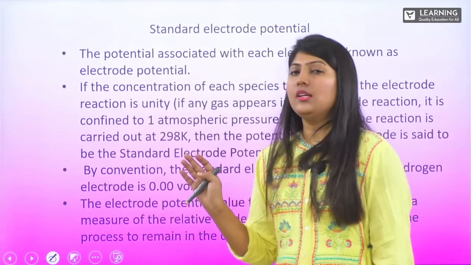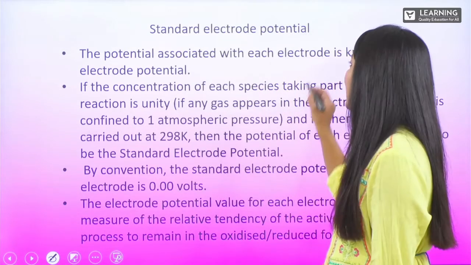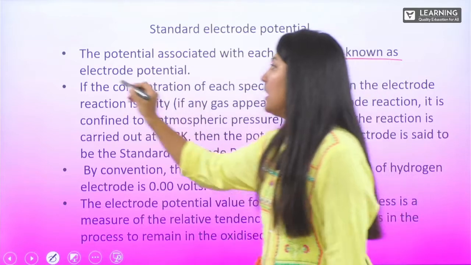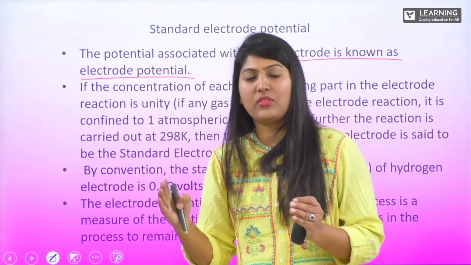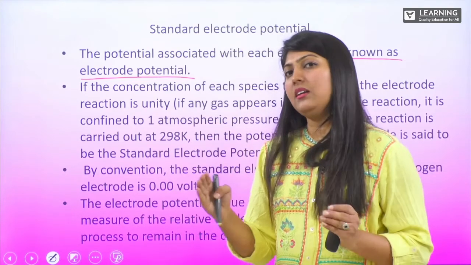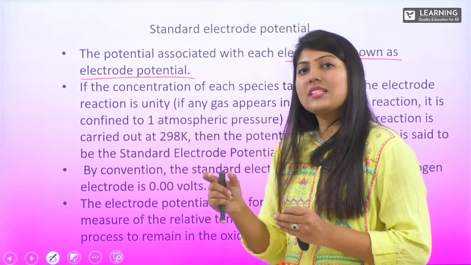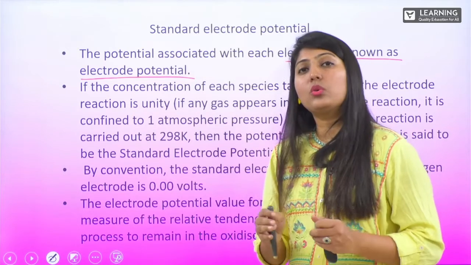Next we have standard electrode potential. So this standard electrode potential is associated with each electrode, which is known as electrode potential. We need to know about the potential difference between two electrodes, right? So copper and zinc, if you want to know what is the exact potential of copper, what is the exact potential of zinc, how to know that?